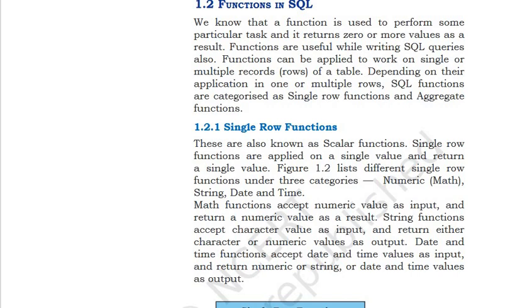We'll see some single row functions. They are scalar functions. They are applied on a single value and return a single value. We have three categories: numeric, string, and date and time. The numeric are math functions. All the math functions accept a numeric value as input and return a numeric value as a result.